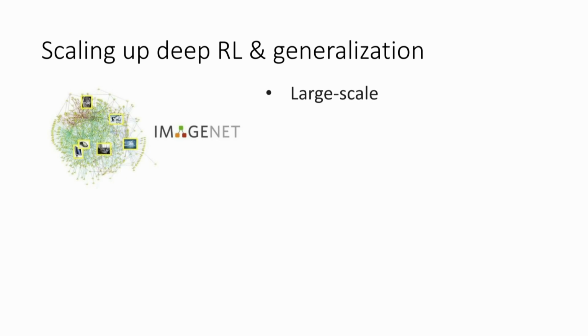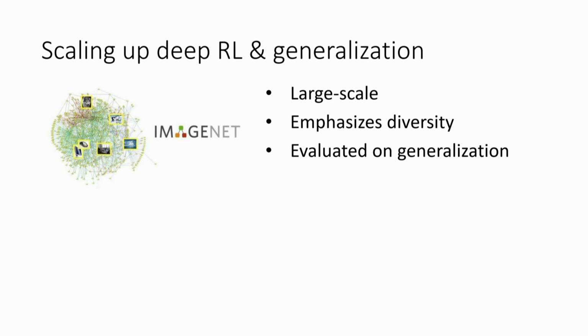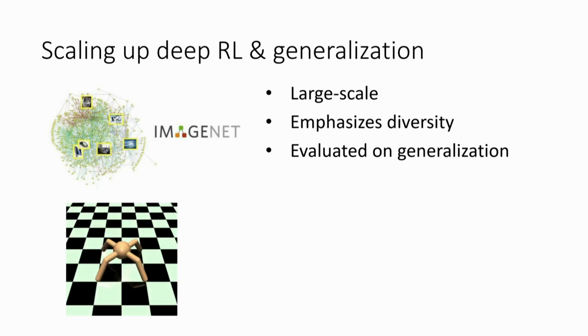Last core algorithm challenge: scaling and generalization. If you work on supervised machine learning topics like computer vision, typically you deal with problems that are large scale, that emphasize diversity, and that evaluate on generalization. In reinforcement learning, this is typically not the case.